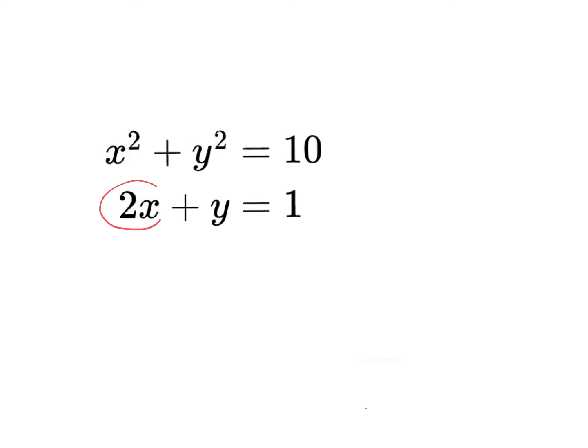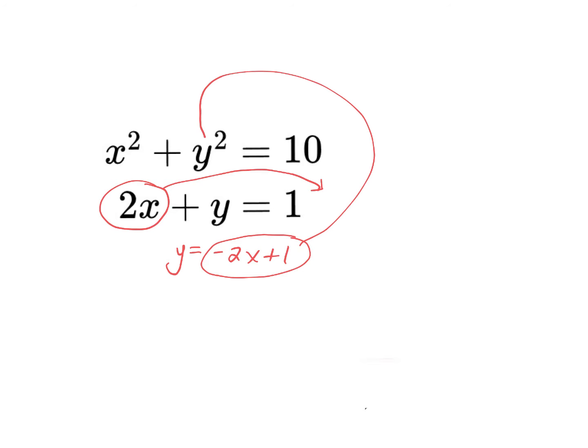And I would say to take this 2x and move it over here so you're solving for y. So you have y equals negative 2x plus 1. You could also write it as 1 minus 2x. It's the same thing. But you're going to take this value and then plug it in right here.